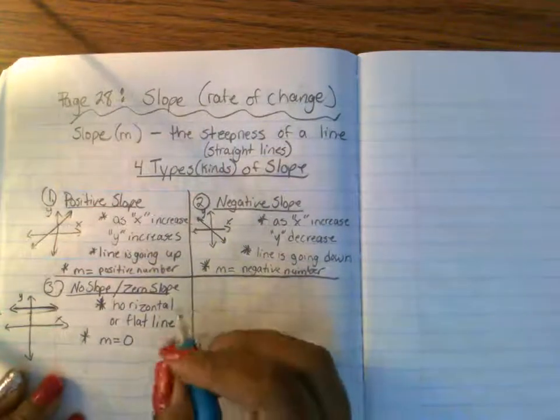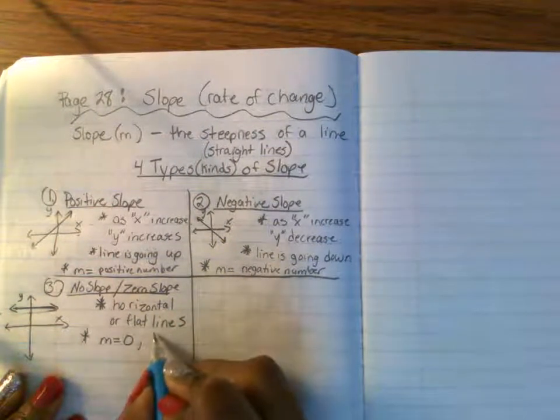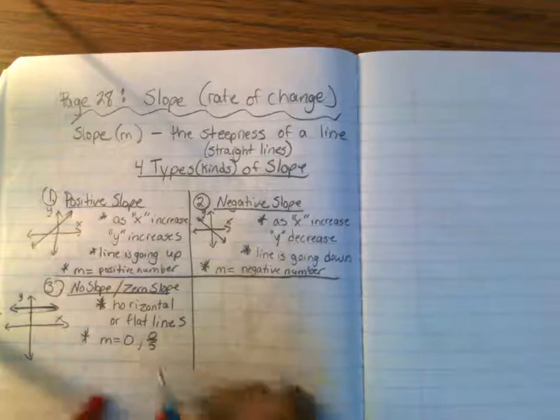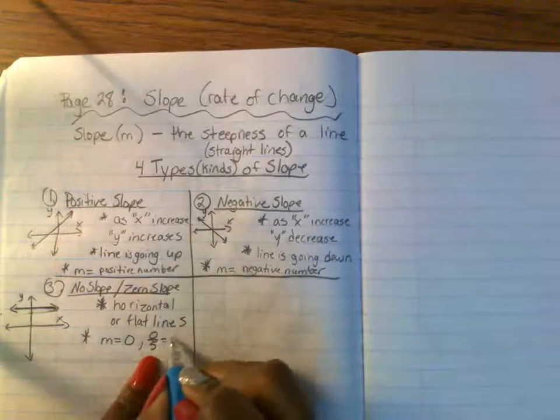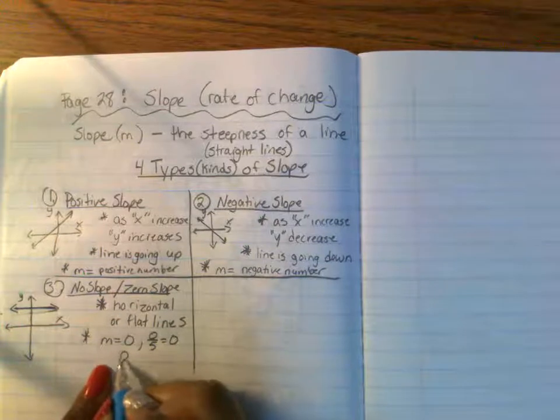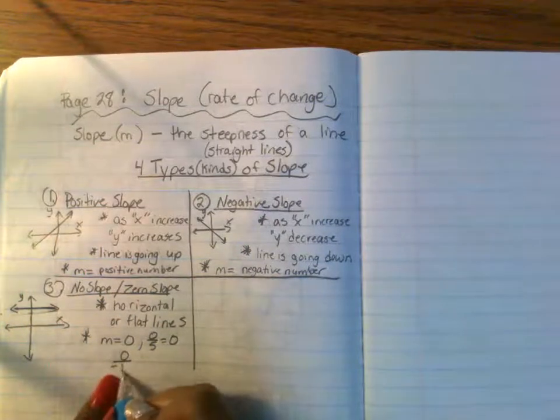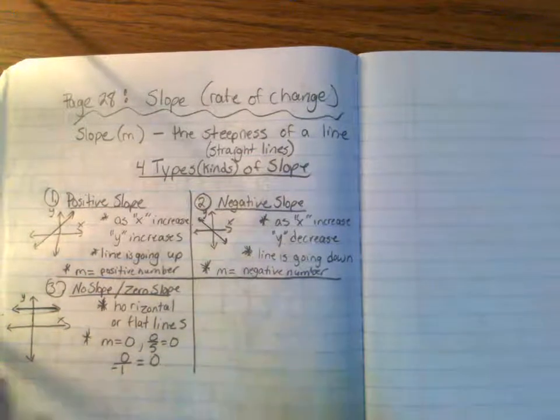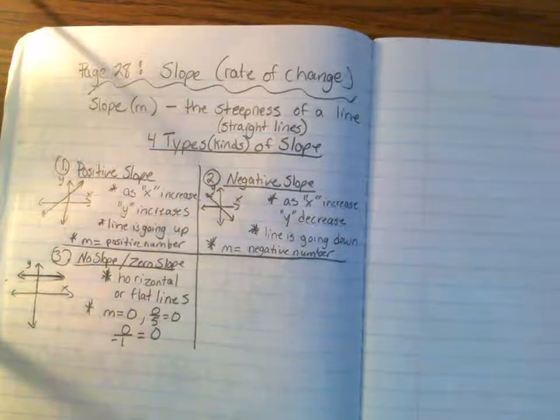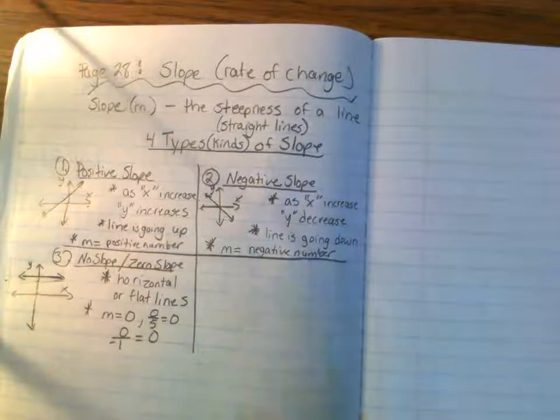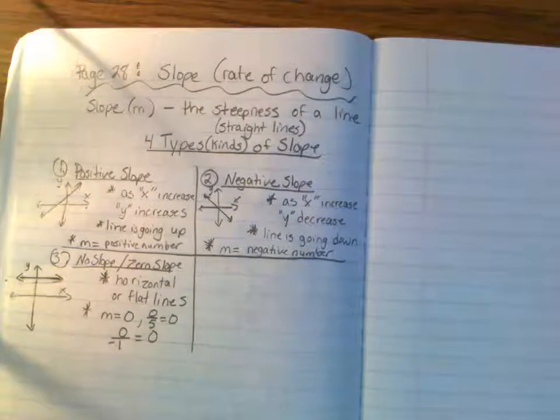Another thing that you'll see sometimes, you'll see 0 over a number. That's still equal to 0. 0 over even a negative number, that's still equal to 0. 0 is neither negative or positive. It's still equal to 0. So you need to know those things. And I'm going to pause for the calls, okay?